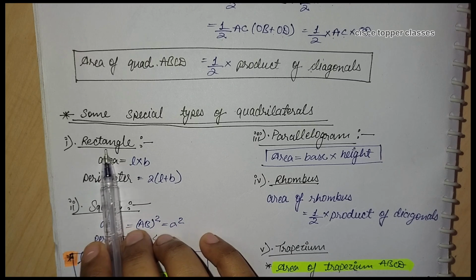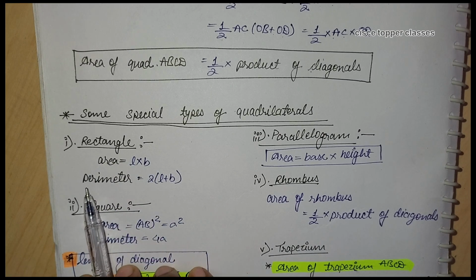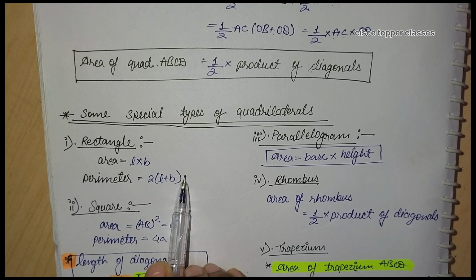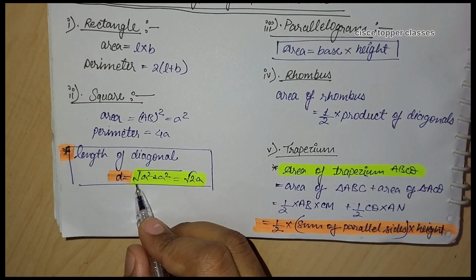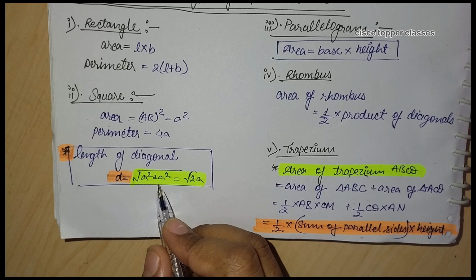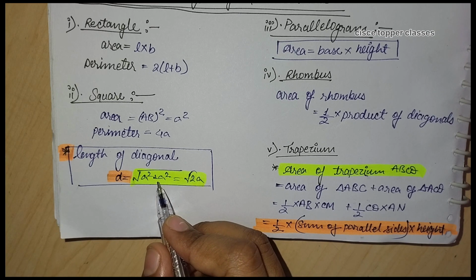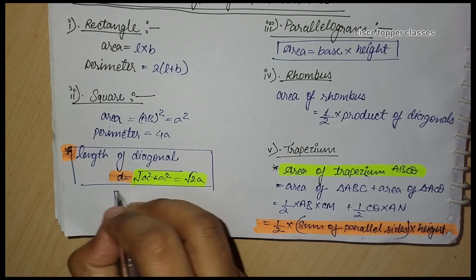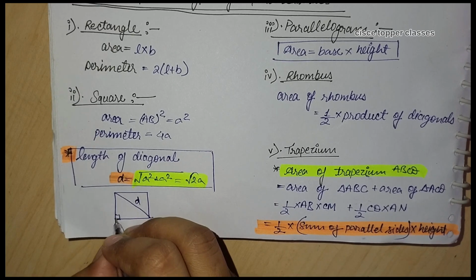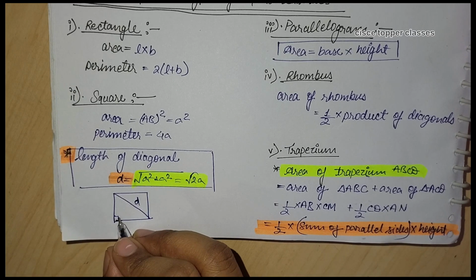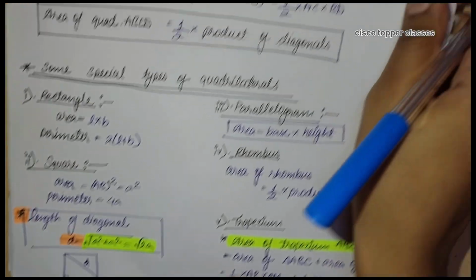Firstly, let us see the rectangle. Area is length into breadth. Perimeter is 2 into (length plus breadth). Now the second is the square. Area is A square, where A is the side. Perimeter is 4A. The diagonal length D is under root A square plus A square. By the Pythagoras theorem, let this be the square and this be the diagonal D. Because this angle is perpendicular in a square, it is a right angle triangle, and from that we can conclude this.